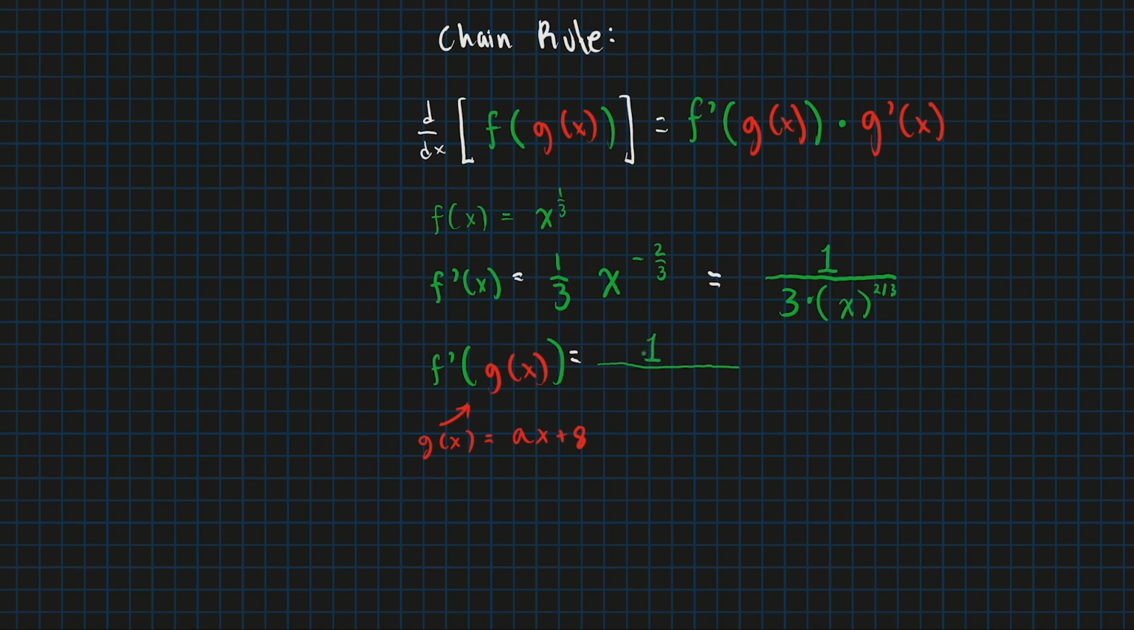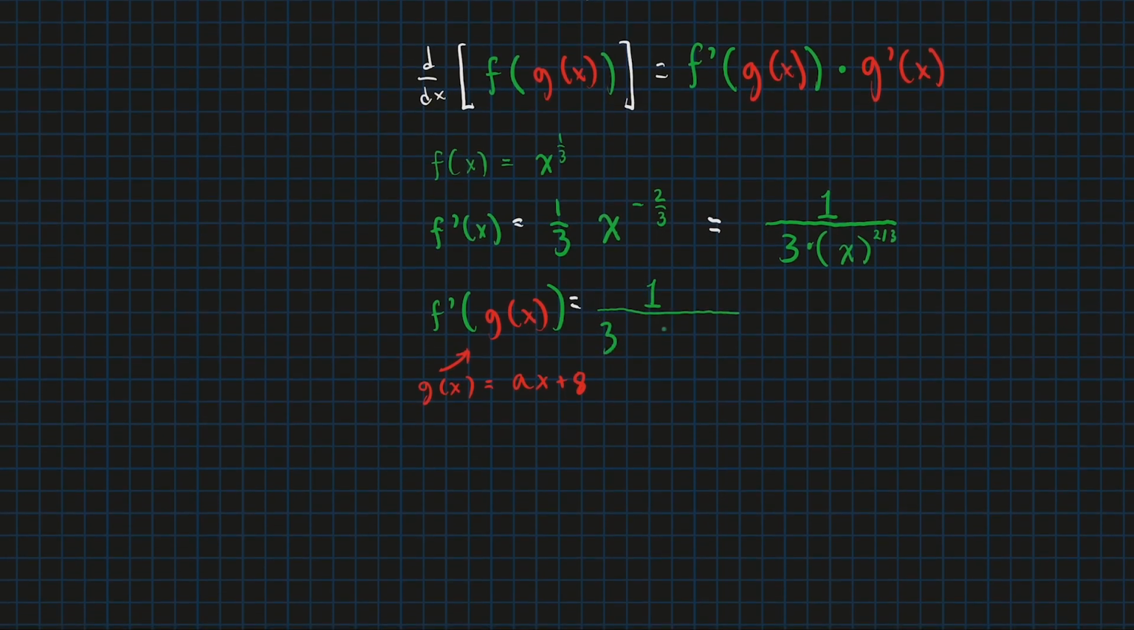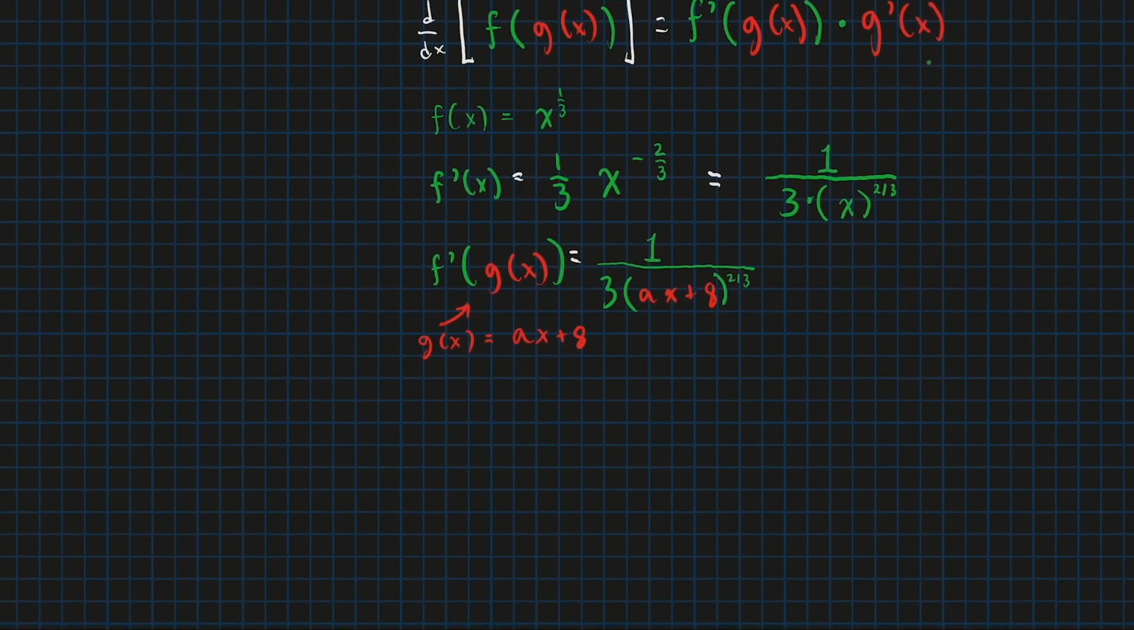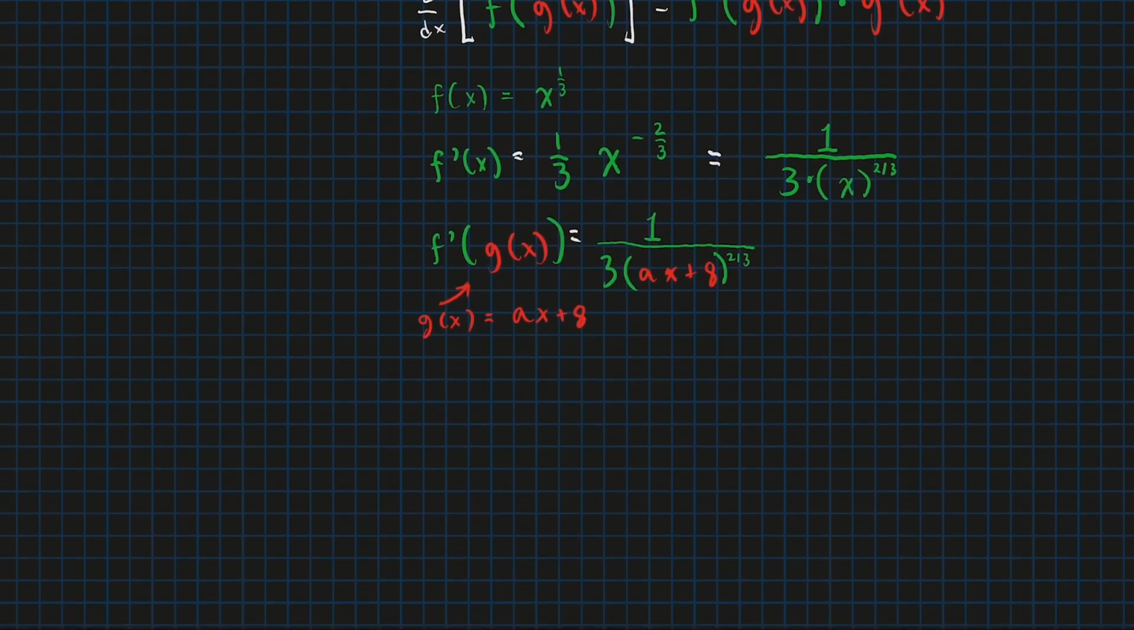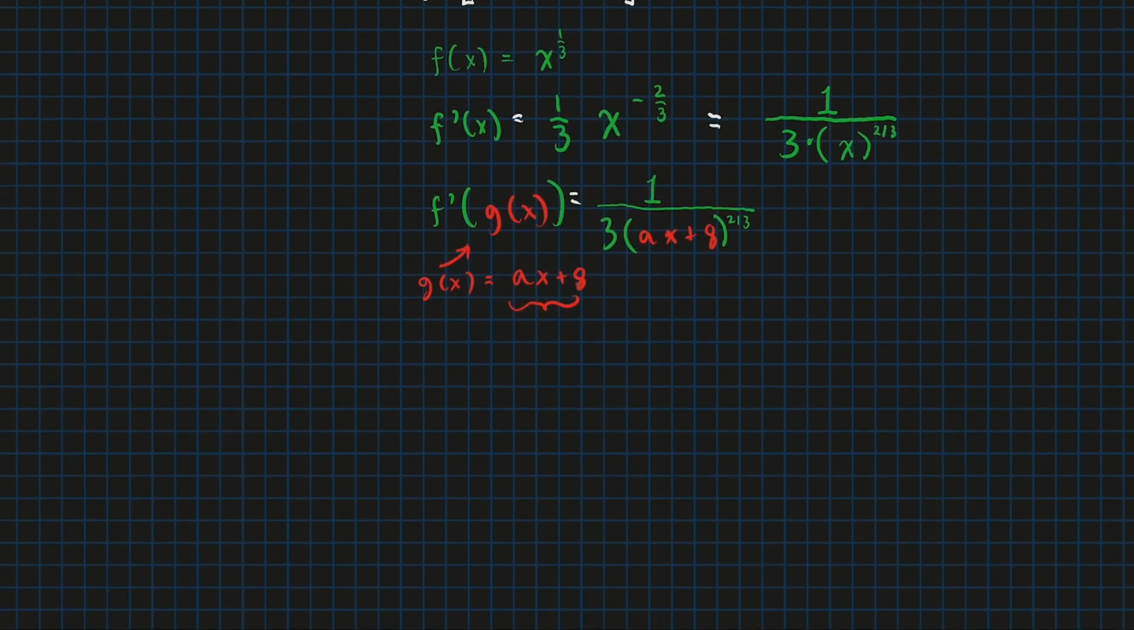1 over 3 times ax plus 8 to the power of 2/3. All right, we still have to multiply by g prime of x, so we have to take the derivative of this. What is the derivative of ax plus 8? Well, the derivative of 8 is just 0. The derivative of ax, since a is a constant, is just a. So g prime of x is equal to a.